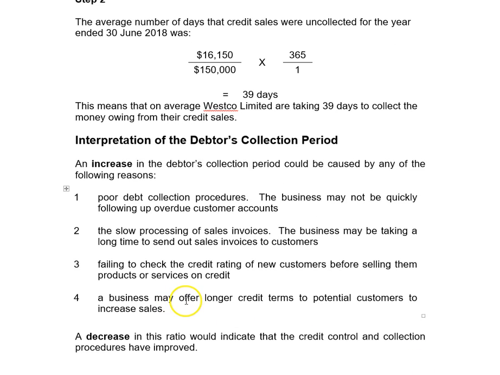A business may also offer longer credit terms. So let's say for the 39 days answer, if the business is offering a 60-day credit term, then that's actually okay because 39 days is within the 60-day period. But if the credit term is 30 days, then 39 days is not good, right? If it is a decrease in the ratio, then all this is reversed.